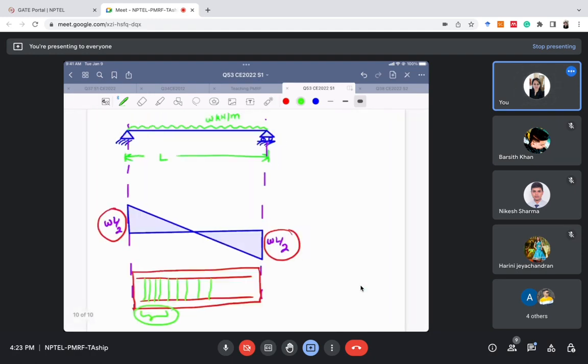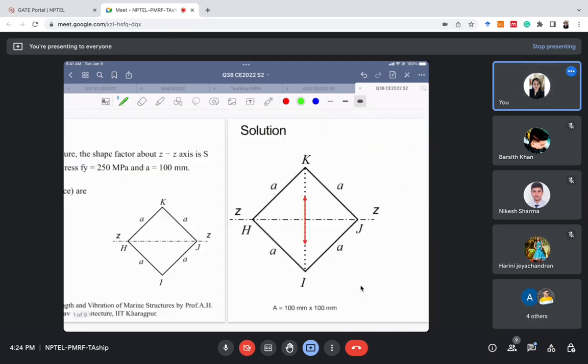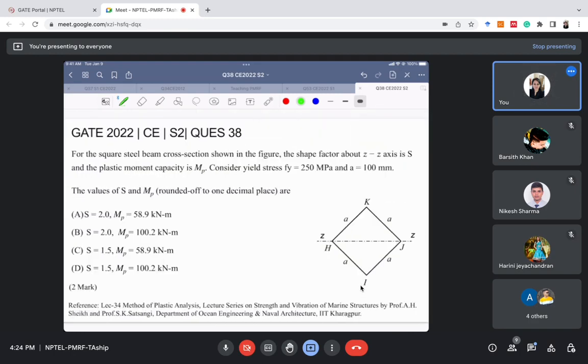Now this thing is over. Now I'll move towards the next topic, plastic analysis. This is question number 38 of set 2, GATE 2022. For a square steel beam, the cross section is shown in the figure. The shape factor about the ZZ axis is S and the plastic moment capacity is MP. Consider the yield stress as 250 MPa and the value of a as 100 mm.